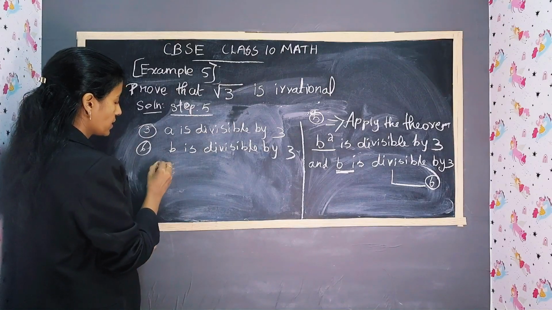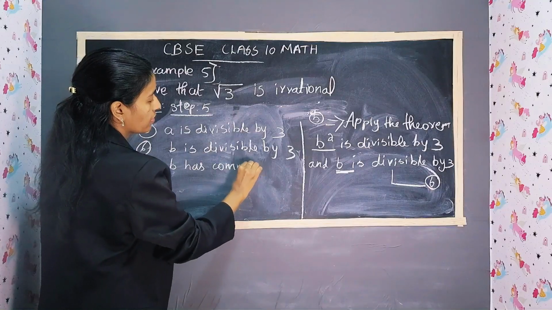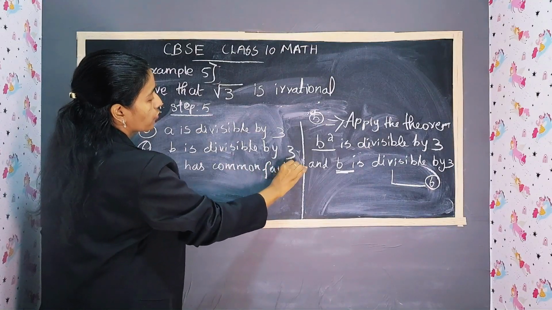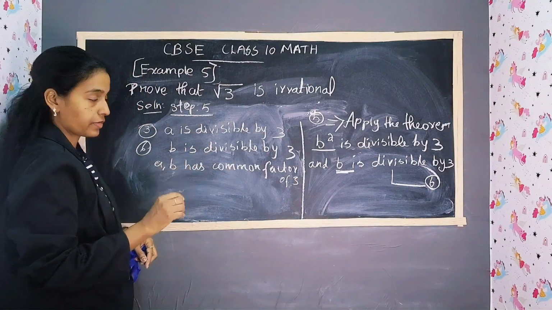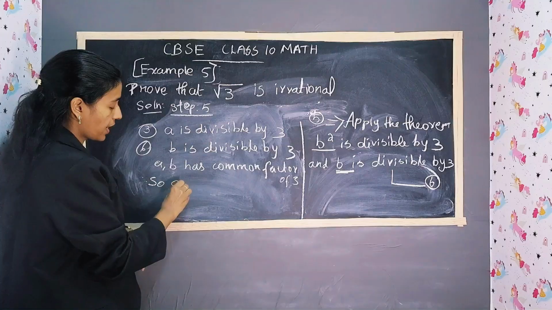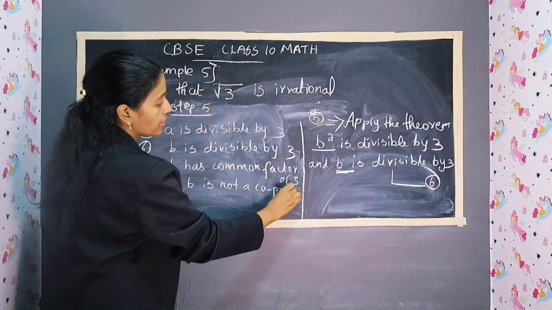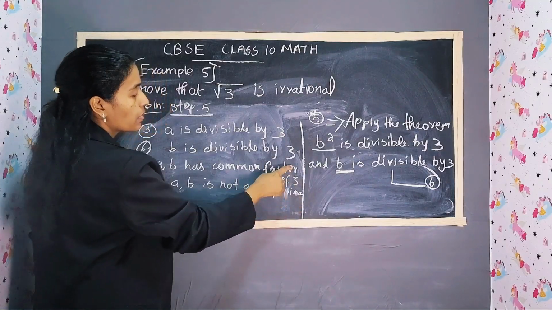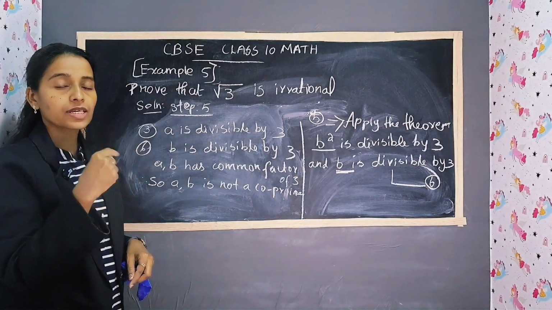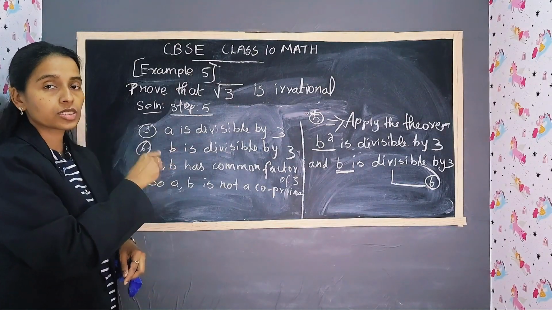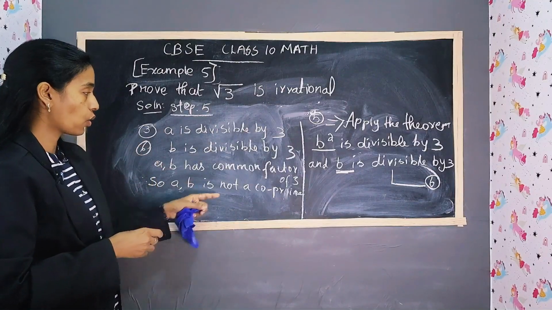So we know that a and b have a common factor of 3. So a and b are not coprime, right? Why? Because they have the common factor 3. If they had only the common factor 1, we could say they are coprime, but we have the common factor 3. So a and b are not coprime.